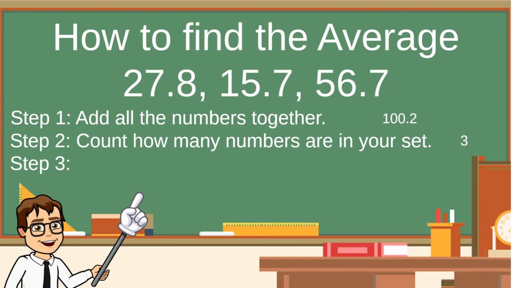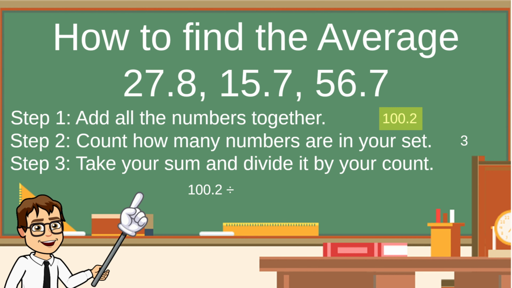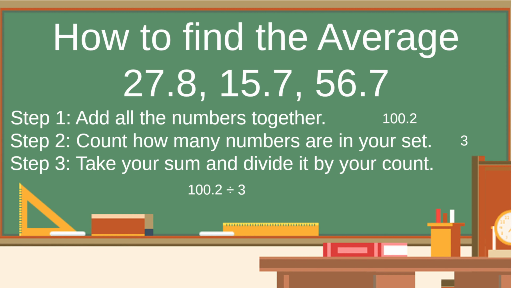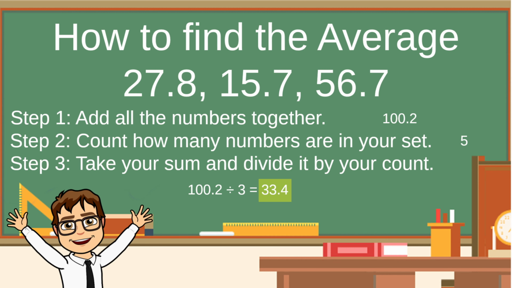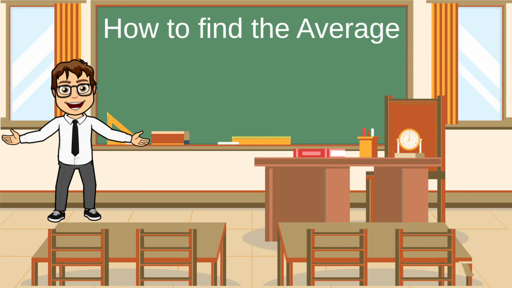Finally, step 3 is to take your sum, which is 100.2 in this case, and divide it by your count, which is 3 in this case. 100.2 divided by 3 equals 33.4. That means 33.4 is your average. Not difficult at all, is it? Now you know how to find the average of a set of numbers.